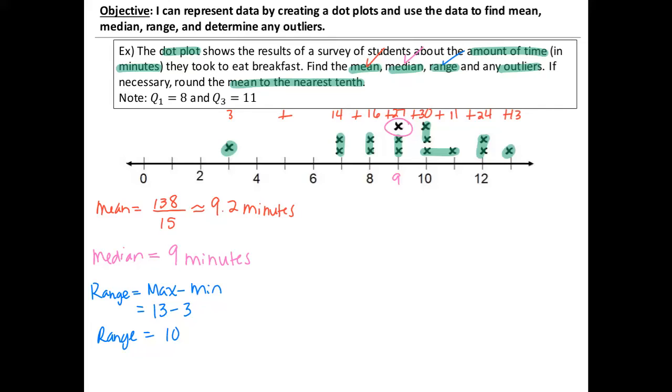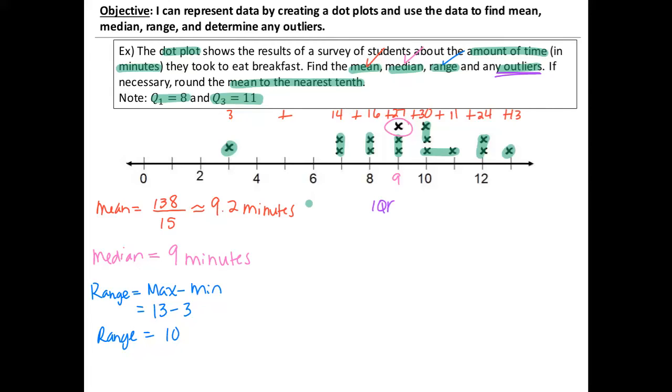Okay. The last thing I need to do is calculate for the outliers. So for my outliers, I'm going to need the Q1, the Q3, and the IQR. So my Q1 is given to me right here, it is 8. Q3 is 11. I'm going to need the IQR.